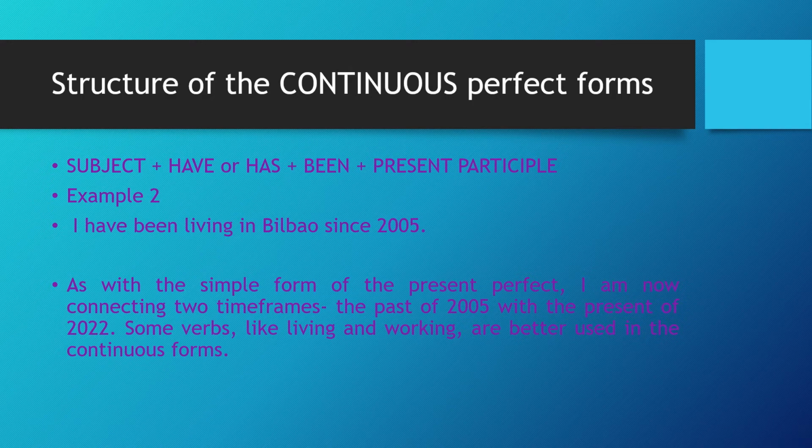The present perfect continuous is a little bit more complex. Subject plus have or has stays the same, plus been, an additional word, and not a past, but a present participle. So I have been living in Bilbao since 2005. As with the simple form of the present perfect, I'm now connecting two time frames, the past of 2005 with the present of 2022. It so happens that verbs like living and working are actually better used in continuous forms rather than simple.